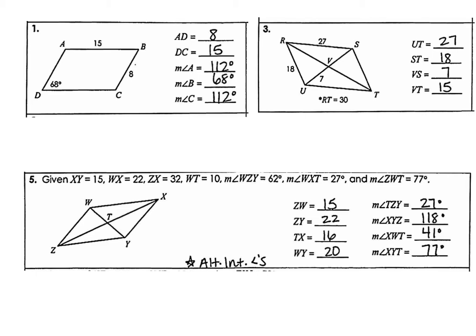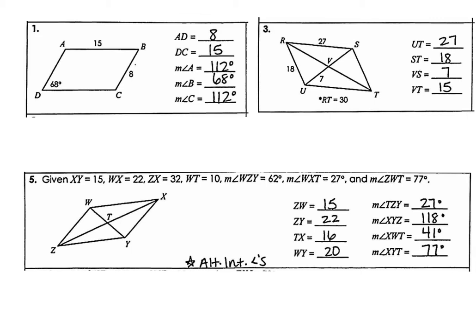Okay, so TZY. They gave us 3 different angles. They gave you WZY of 62. They gave you WXT of 27. And they gave you ZWT of 77. So for this TZY, which is right here, because they gave you WXT, these are alternate interior angles. Remember, these are parallel lines, and that's the transversal.